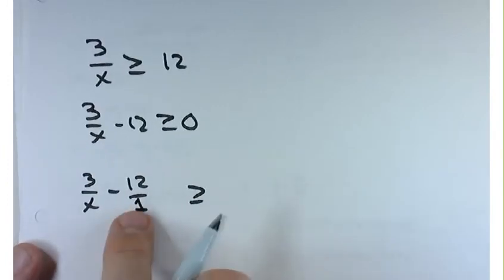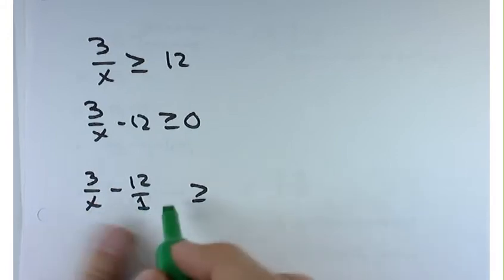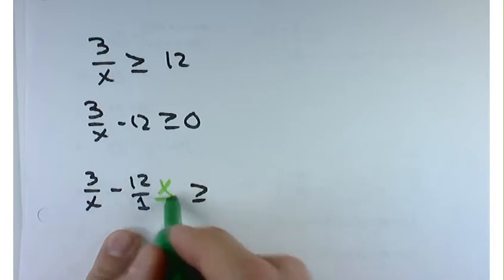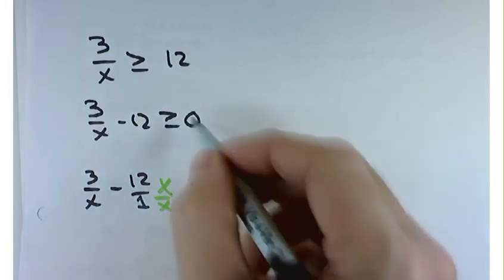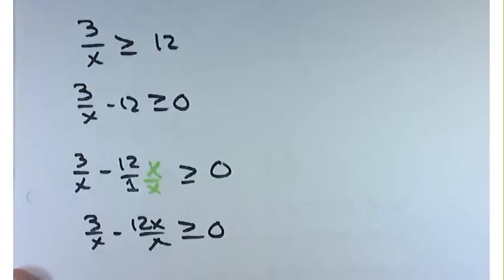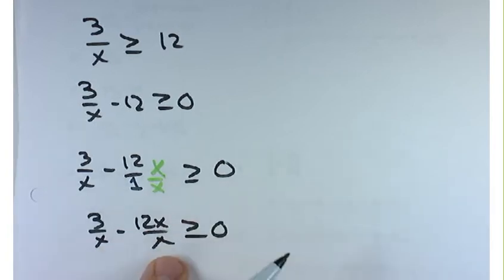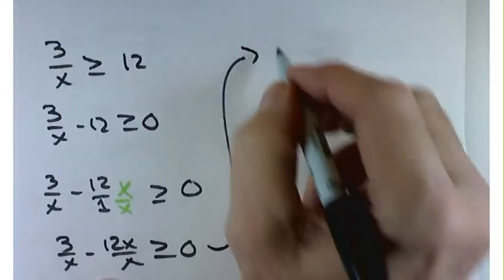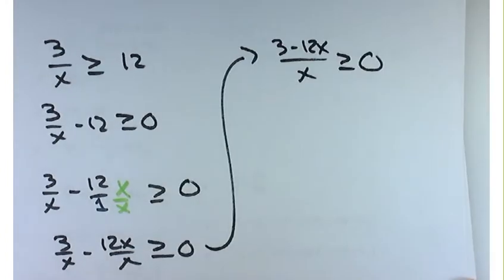And to combine these things, I need a common denominator. So that common denominator would be what? X. So if I multiply by x over x, that's still a 0. Then I get 3 over x minus 12x over x is greater than or equal to 0. Now, I don't want to cancel these things because I just got myself a common denominator. And the reason I did that is so that I can combine these. I get 3 minus 12x over x is greater than or equal to 0.